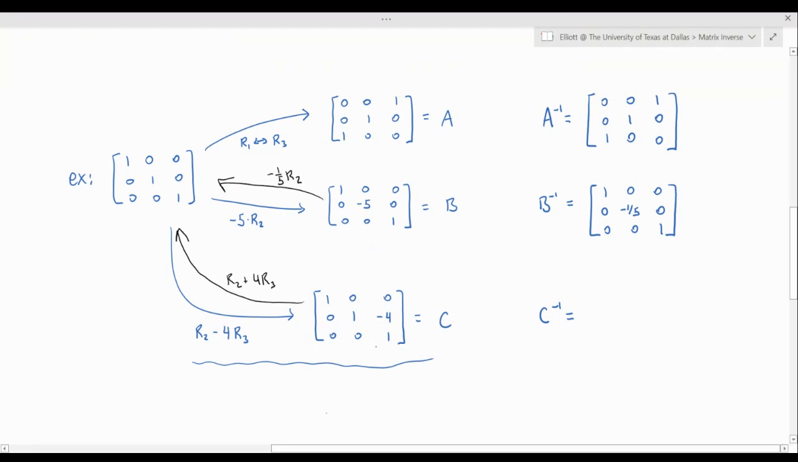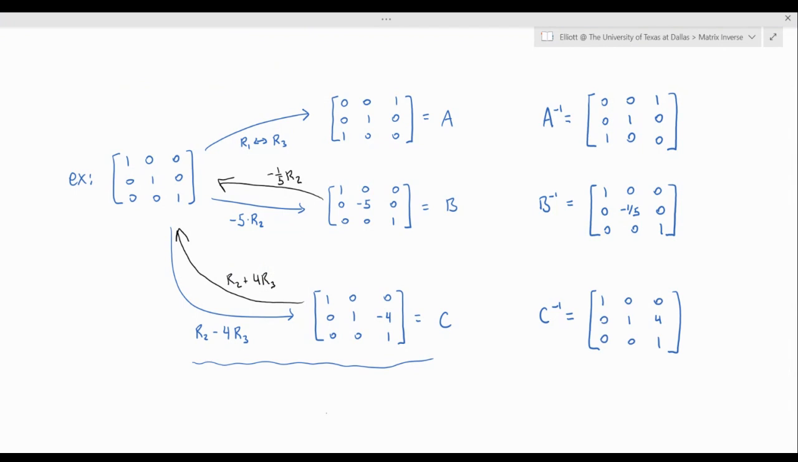Okay, so therefore, these row operations are inverse row operations because they undo each other. And the inverse of C would be the elementary matrix that corresponds to this row operation here. So if we were to take the identity matrix and do row 2 plus 4 row 3 on it, doing row 2 plus 4 row 3 on the identity will give you this matrix here, and this would be the inverse of C, okay?